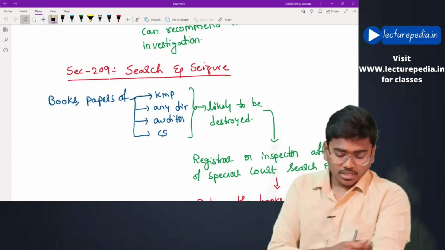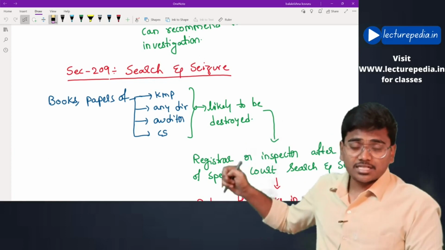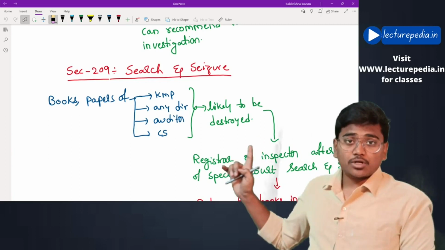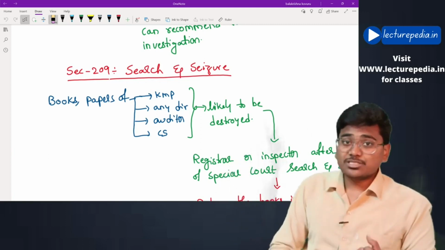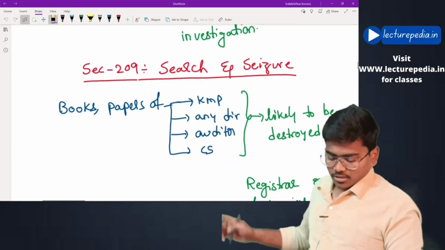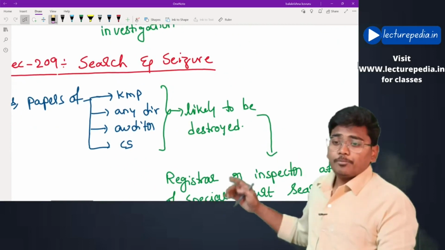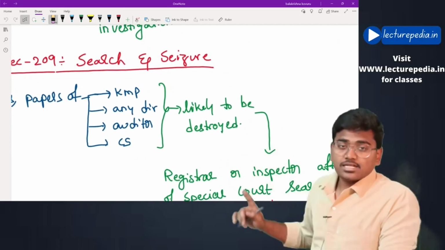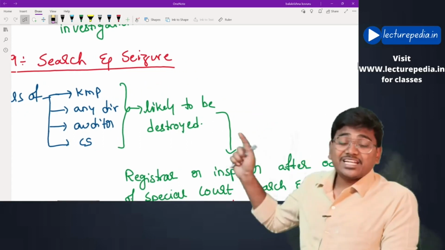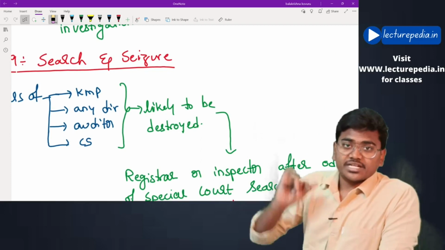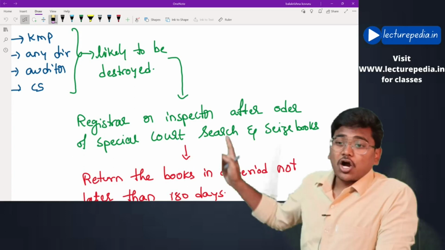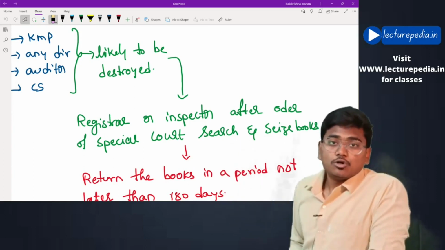See, this search and seizure under section 209 is during inspection and inquiry. Section number 209 is relevant only for inspection and inquiry, but not for investigation. Now, books and papers of whom? If those of the key managerial personnel, any director, auditor or company secretary of the company are likely to be destroyed, falsified or mutilated, in that case the registrar or inspector, after an order of the special court, can search and seize the books of the company.